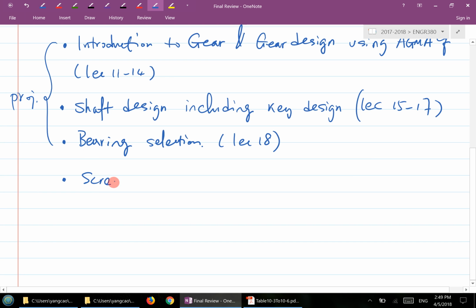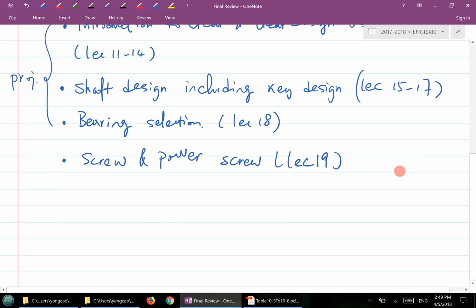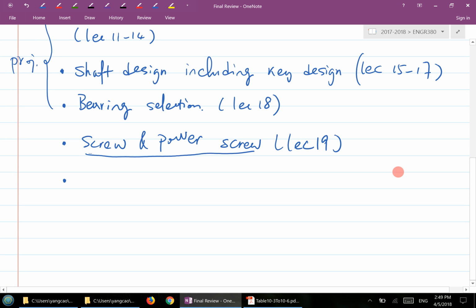Okay, so then we look at the screws and the power screws. This is lecture 19. This portion is very much an introduction to different terminologies for screws and power screws. And in this section, we also look at the torque that's needed to raise a load or to lower the load, basically the mechanics of a power screw, right? So I'll talk about the details.